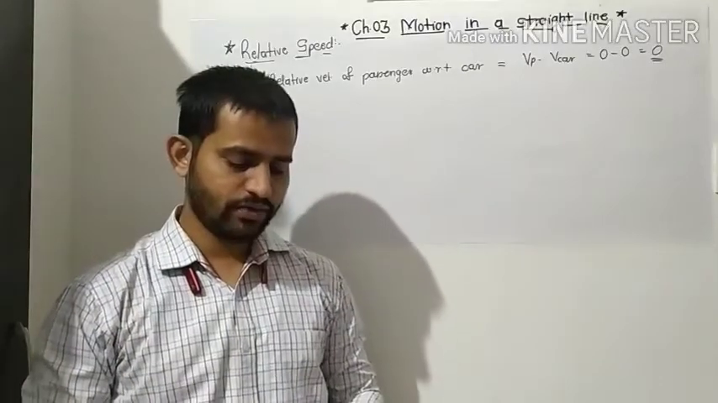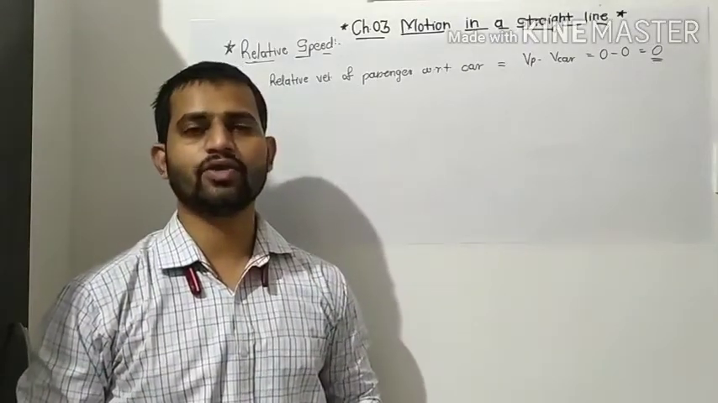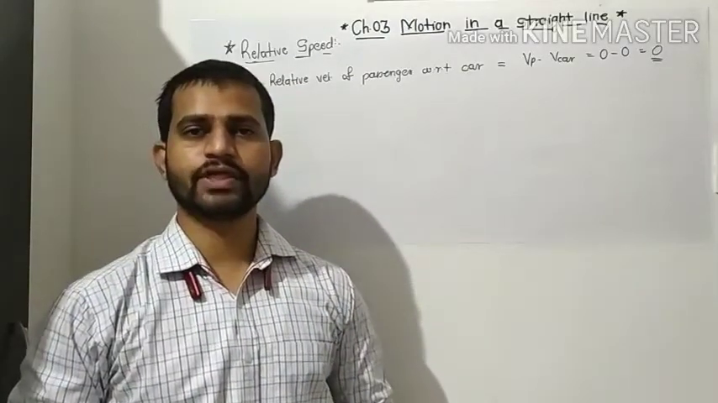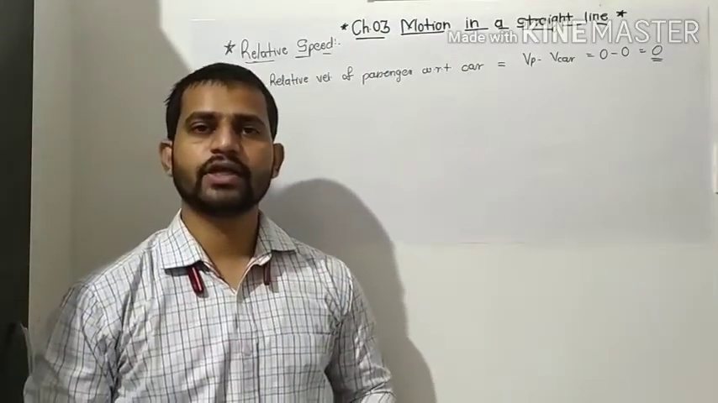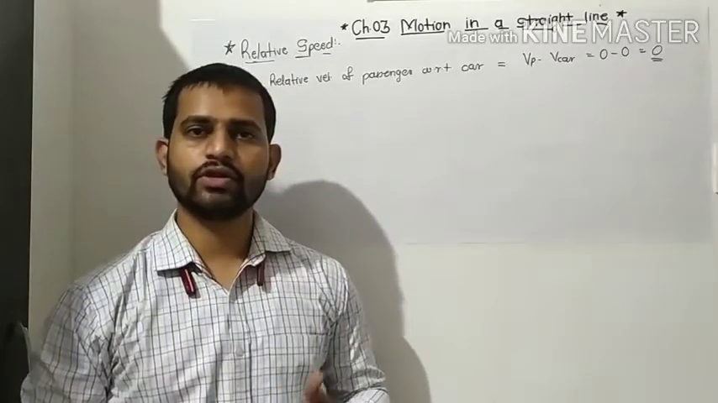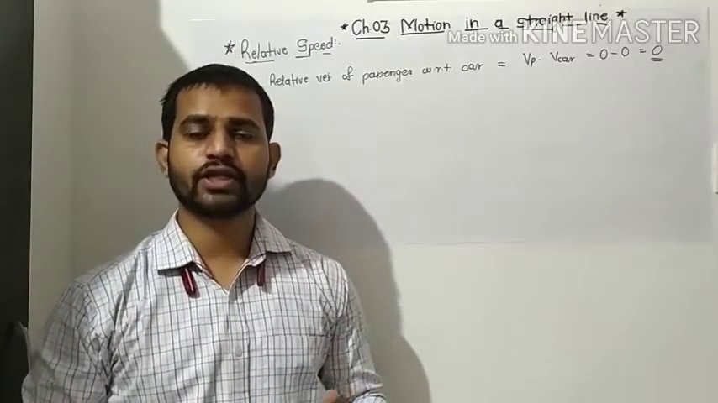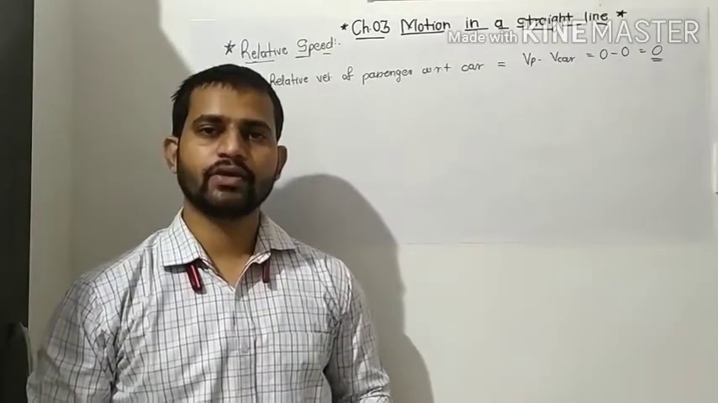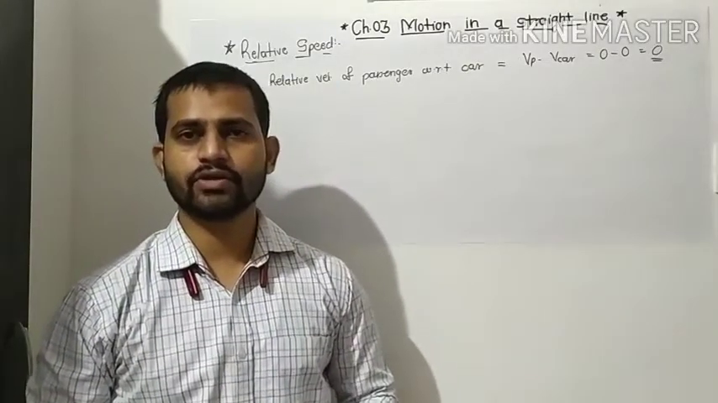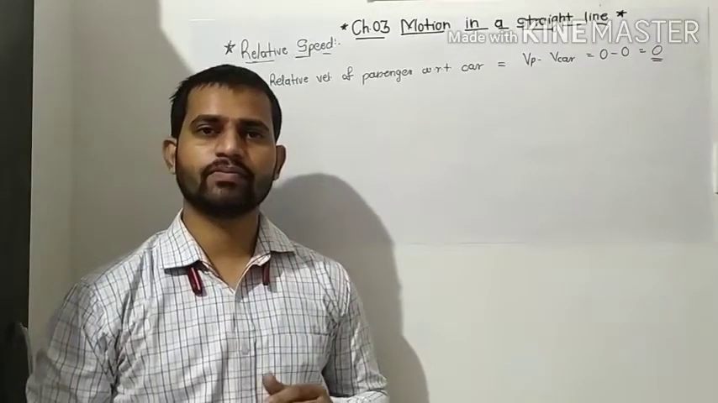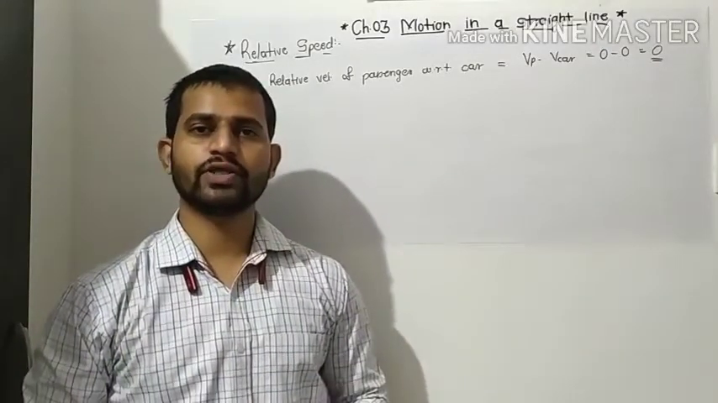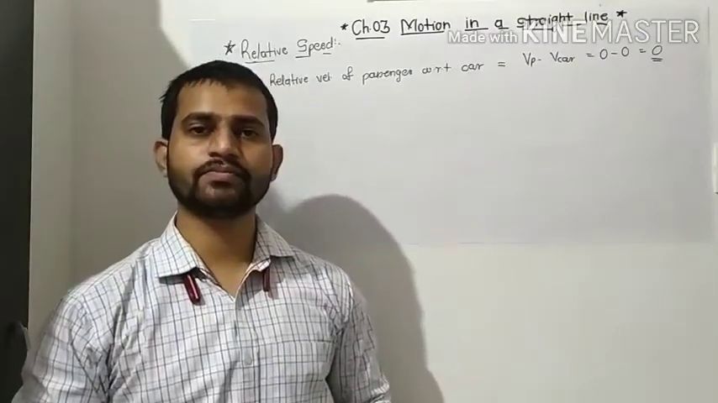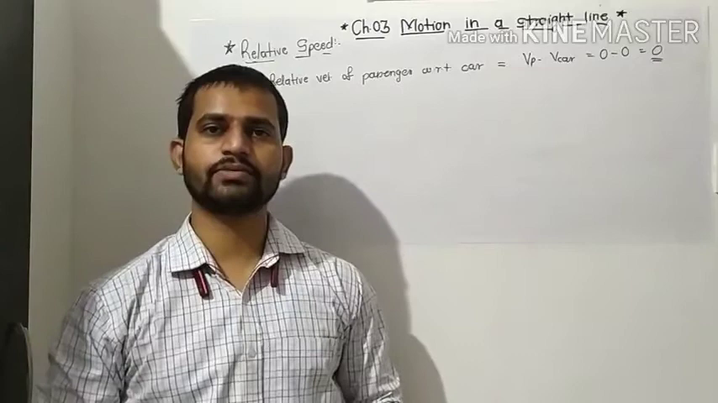So whenever we have to find out the relative velocity of any object, it is necessary that both the bodies must be in a relative motion, okay. Both the bodies must be in motion, and then only we can find out their relative velocity. What is the necessary condition for the relative velocity? That for the bodies for which we have to calculate the relative velocity, there must be motion.